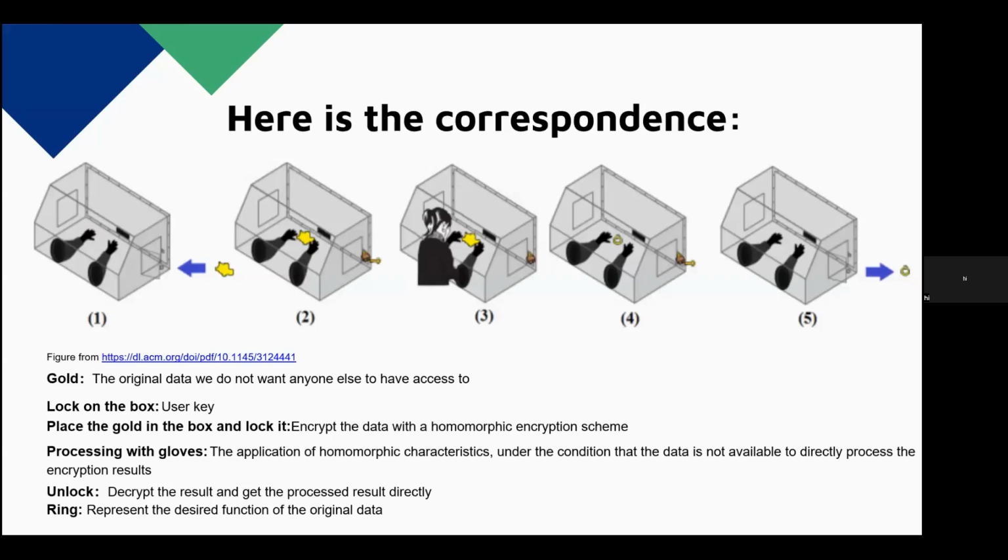This is the correspondence of the story. The gold represents the initial data we do not want anyone else to have access to. The lock is the user key. The action to place and lock the gold is the HE. The processing is the application and the unlock is the decryption. And the ring represents the desired function of the initial data.